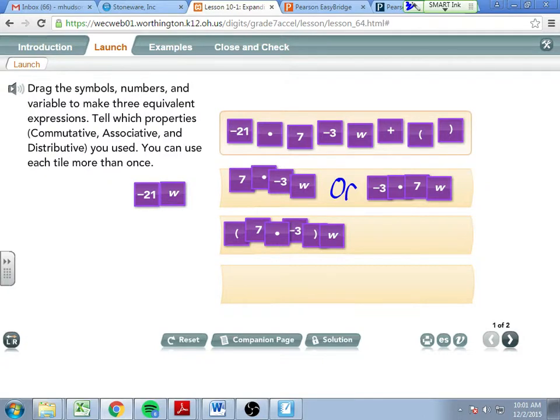Negative 21 and a W, or no? I think that's pretty much the same thing. I mean, I could put a multiplication symbol between and it's the same thing. What about some addition? Anyone use some addition? Nate?